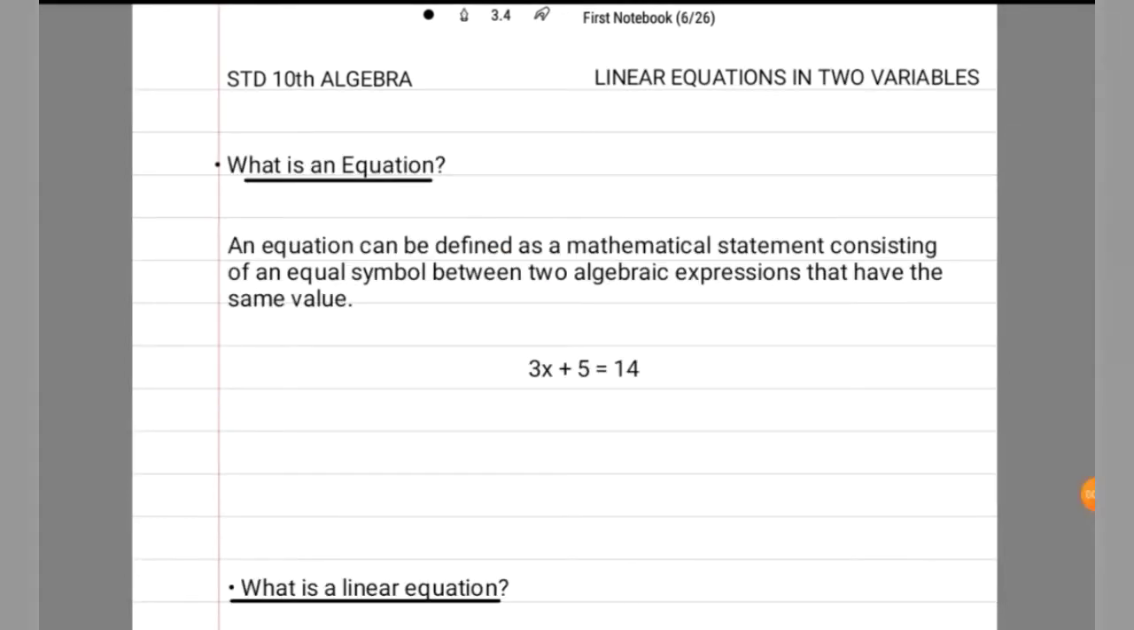What is an equation? An equation can be defined as a mathematical statement consisting of an equal symbol between two algebraic expressions that have the same value. So anything which has an equal to sign in between can be said to be an equation. For example, here we have 3x plus 5 is equal to 14. So this can be said to be an equation. Also, take another example, 2x is equal to 10. This is also an equation. This was a general thing which I wanted to tell you.